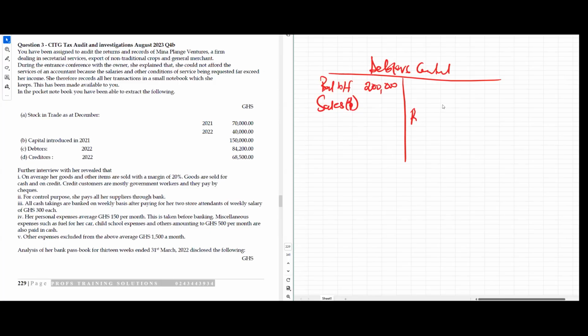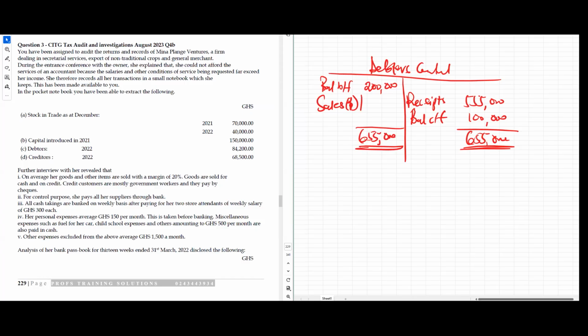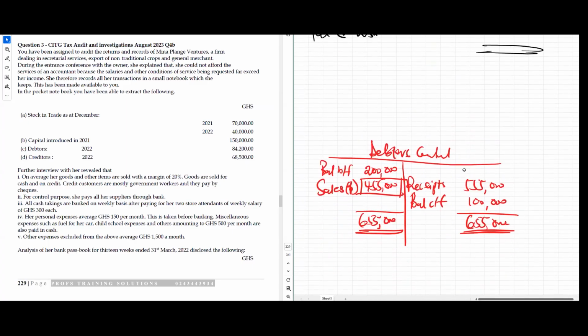But we know that at the end of the year, the closing figure became 100,000. Do you get it? And then we know that receipts from customers was how much? 555,000. So this side will end up being 655,000, and that side too will be the same, 655,000. That means the balancing figure is the sales. This is even easier, right? The difference is 455,000. This one looks easier.